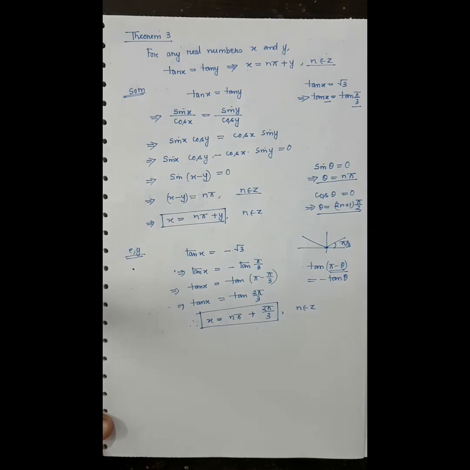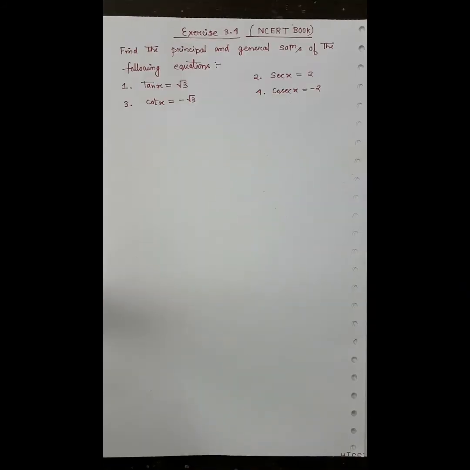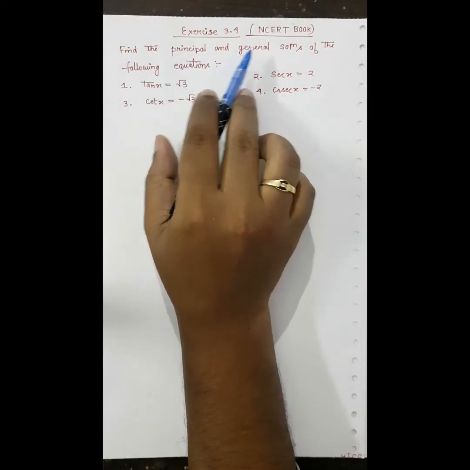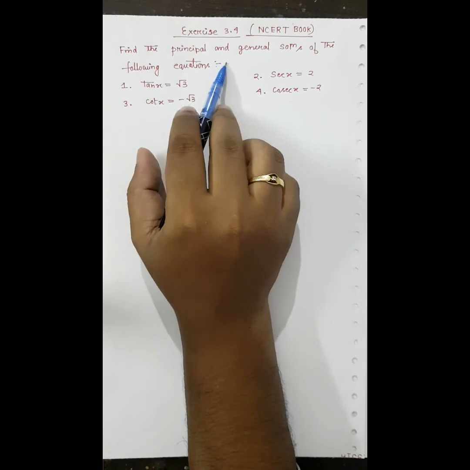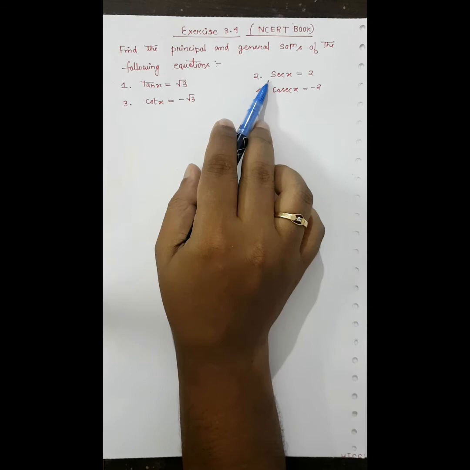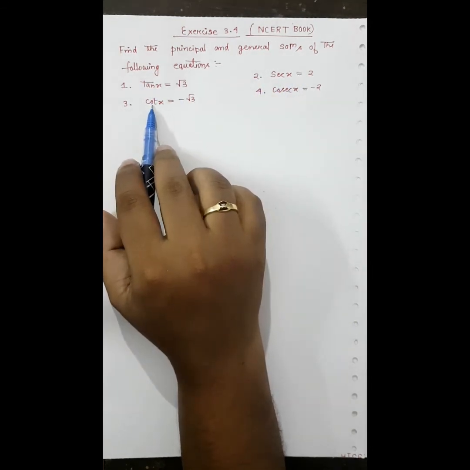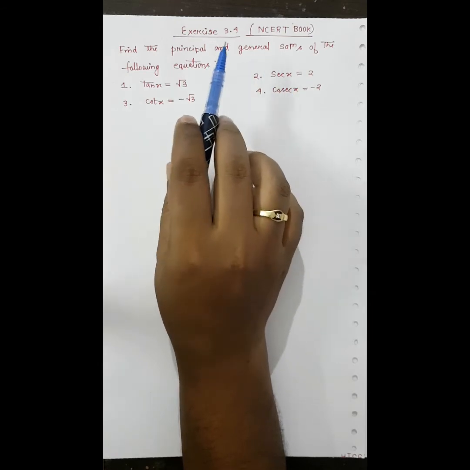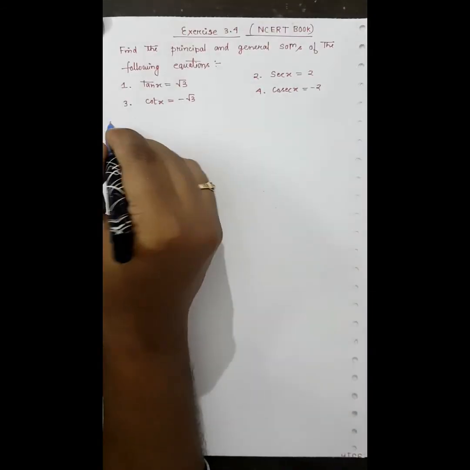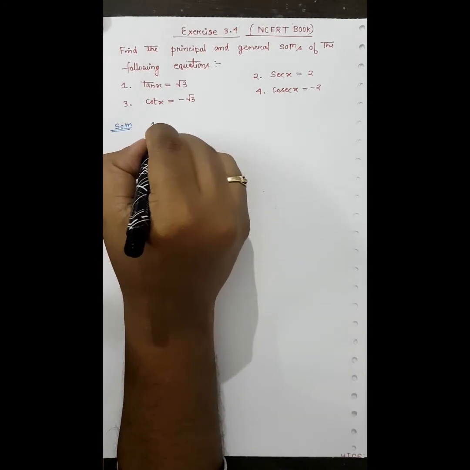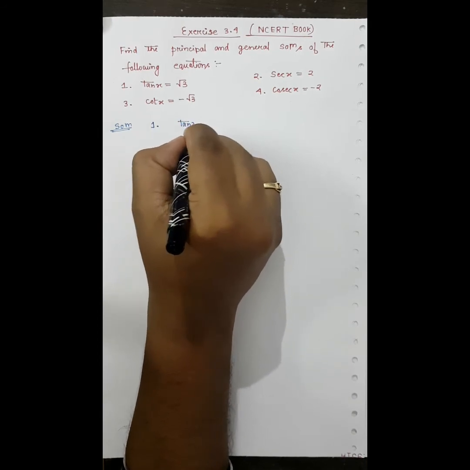Now we will solve some problems from the NCERT book. Find the principal and general solutions of the following equations. You are given 4 problems: tan x is equal to root 3, sec x is equal to 2, cot x is equal to minus root 3, and cos x is equal to minus 2. So these are the problems of the NCERT book. So solution number 1, tan x is equal to root 3.